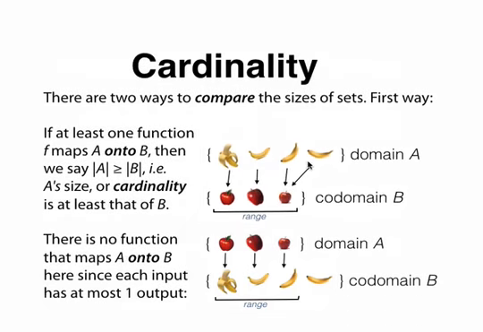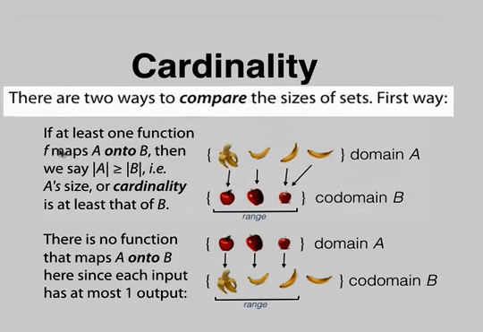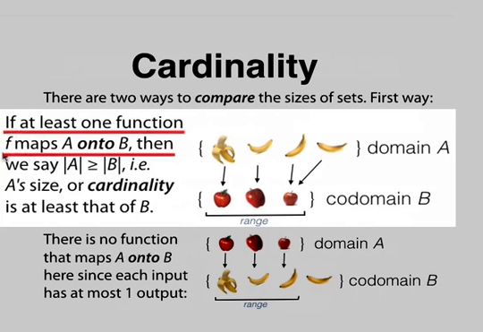So for finite sets, there's 2 ways to do it. The first way is, if I can find at least one function f that will map A onto B, okay, in this case the domain A is the bananas, and the codomain is the apples. If we map onto A, remember that means every apple is going to have at least one banana pointing to it, but maybe more. Then we say that the domain, the original set, in this case the bananas, is at least as big as the codomain, which is the apples, right?